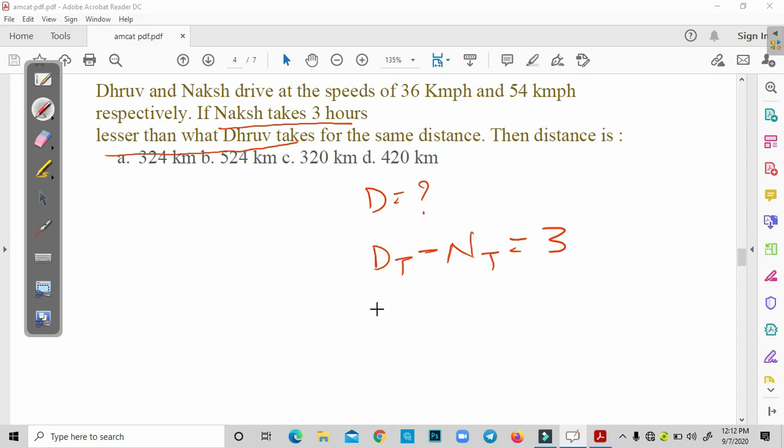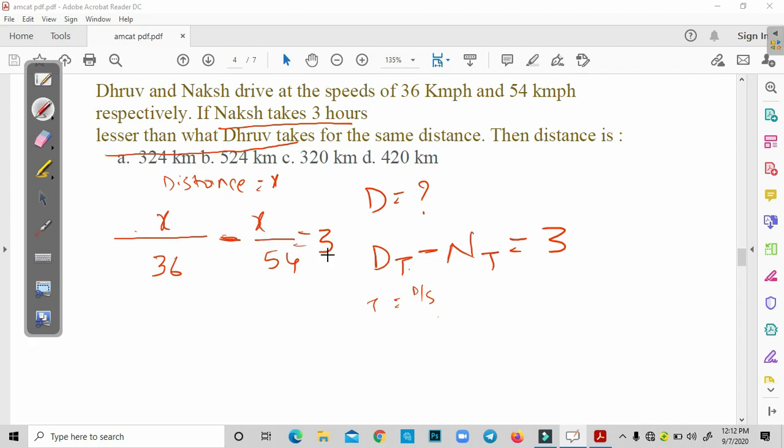Yes. So Dhruv time, do I know the time? No, but I can write this time as distance by speed. So I will write Dhruv distance by Dhruv speed, Naksh distance by Naksh speed. We know both of them cover the same distance, so I will take D as distance. Or if you feel confused, you can take X as the distance. So Dhruv covered X distance with the speed of 36. Similarly, Naksh covered the same X distance with a speed of 54. Now they have a time difference of 3 hours.